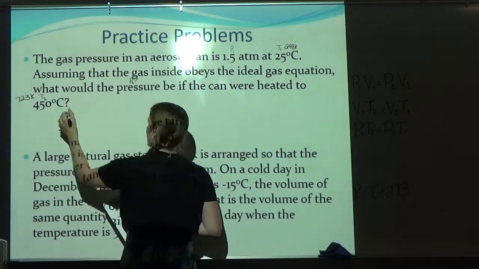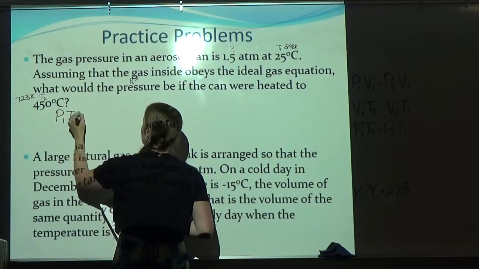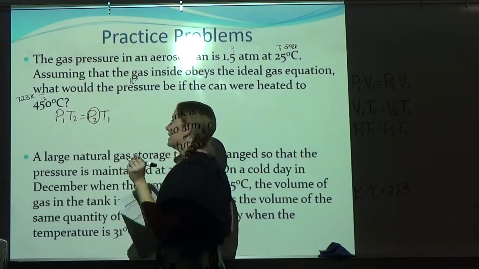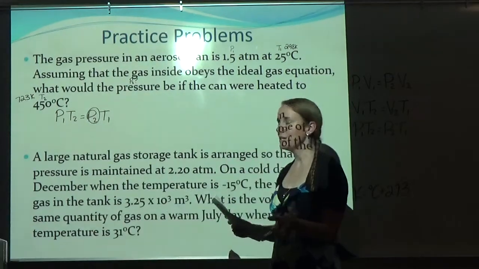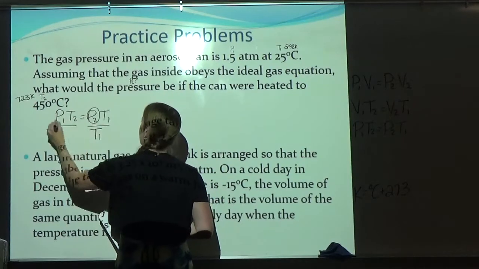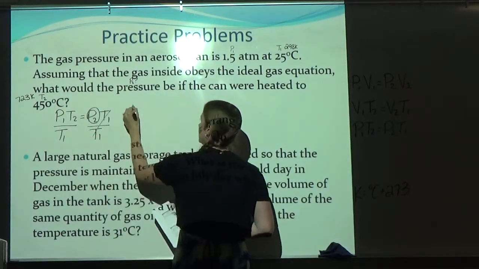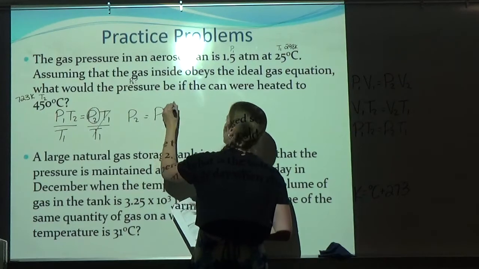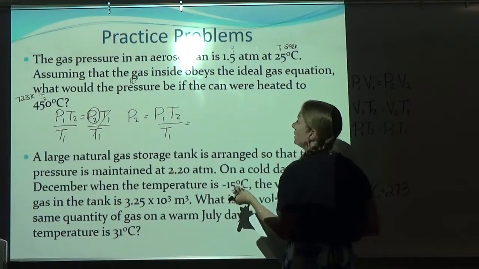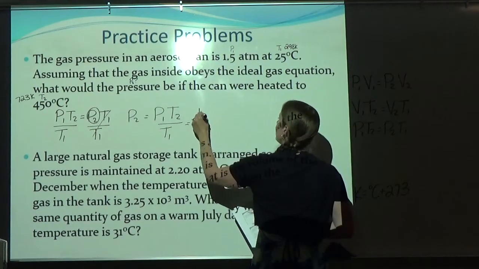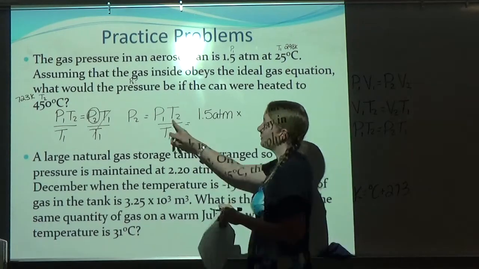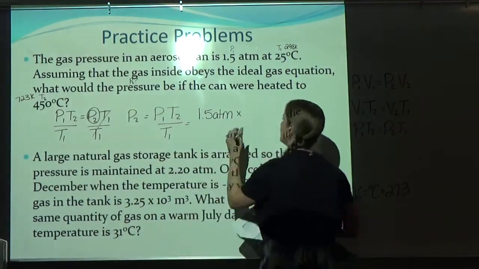So then I'm ready to use my formula. So P1 T2 equals P2 T1. We are solving for P2 again. Again, you're not always going to solve for P2. That's just a common thing to solve for. So I divide both sides by T1 to get it to the other side. So P2 is P1 T2 over T1. And so now I'm ready to plug in. So my P1 is 1.5 atm. My T2, remember it's P1 times T2, is 723 Kelvin.